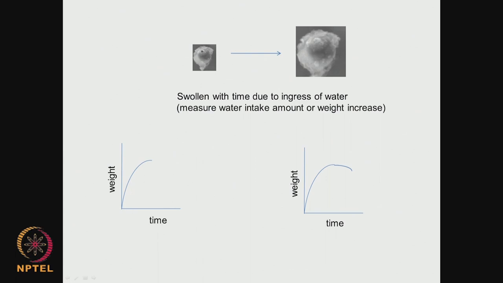Now if the polymeric material also starts degrading, after some time the weight may start going down. If that happens, you can be sure that maybe the material itself is degrading. If the swelling rate is faster than the degradation rate, then of course you will not see any degradation, so you will not see a decrease in weight. But if the degradation also starts taking place, then the weight may go up and start decreasing. So with the help of a very simple set of physical data collection, we'll be able to understand the mechanism of swelling of a polymeric system.